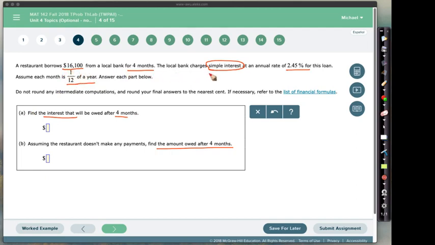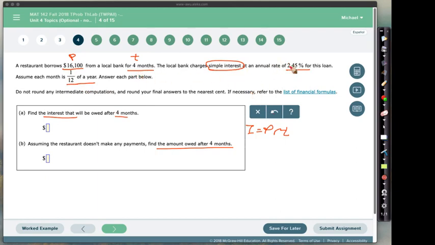So we're going to calculate the interest. Again, that is simple interest: I equals PRT. P is the principal. It's the amount they borrowed. Time is going to be 4 months, and remember it's going to be 4/12 because the interest is given as an annual rate, and we need just 4 months of it, so a fraction of a year.